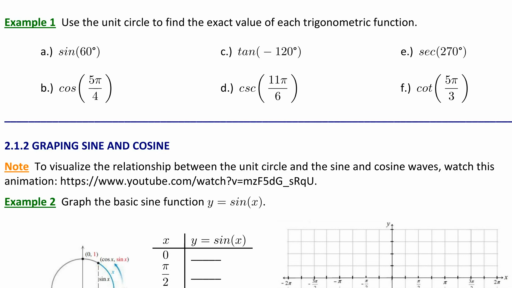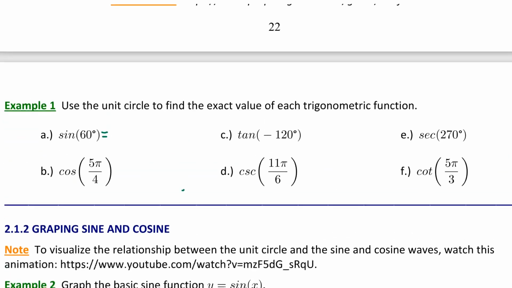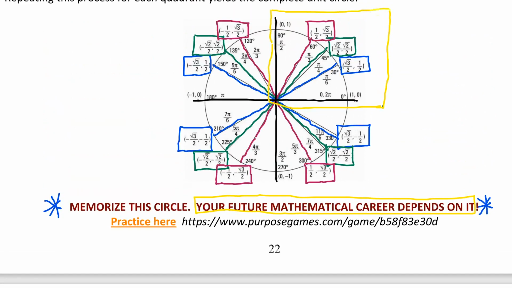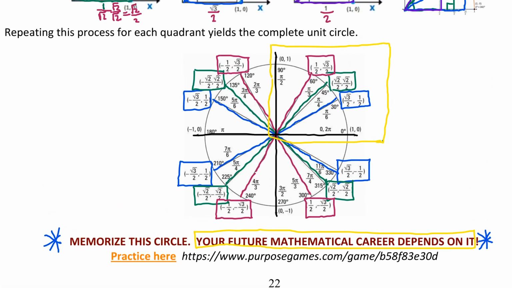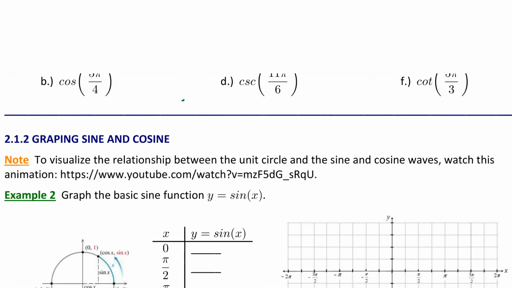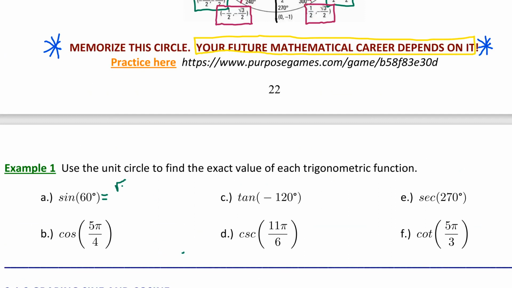Flipping over to the next page of our notes, we'll consider example 1, and we'll talk about how we use the unit circle to evaluate our trig function. The instructions state, use the unit circle to find the exact value of each trigonometric function. So we need to find sine of 60 degrees. If we scroll back to our unit circle and we look at 60 degrees, according to our new definition, sine of 60 degrees is equal to the y-coordinate. So we can see here that sine of 60 degrees is equal to square root of 3 over 2.